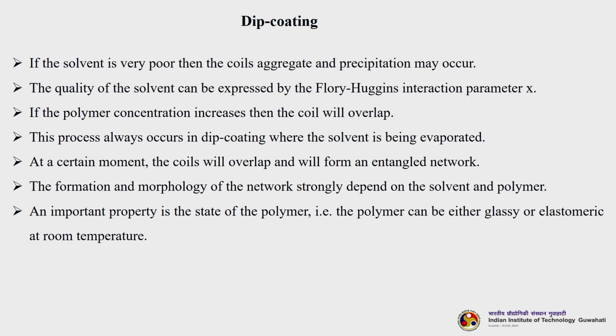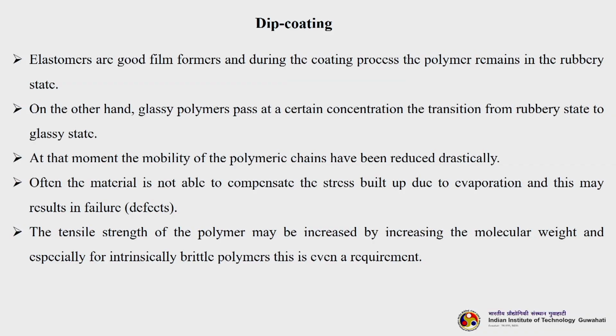If the polymer concentration increases, then the coils will overlap, that is another problem. This process always occurs in dip coating where the solvent is being evaporated, and at a certain moment the coils will overlap and form an entangled network. The formation and morphology of the network strongly depend on the solvent and the polymer. An important property is the state of the polymer that we just discussed. What will happen if it is an elastomer, and what may happen if it is a glassy polymer?